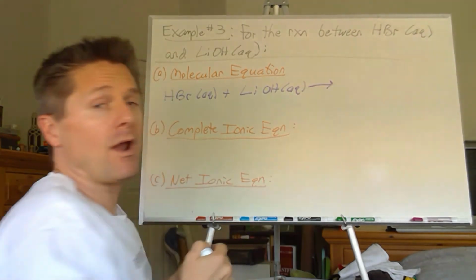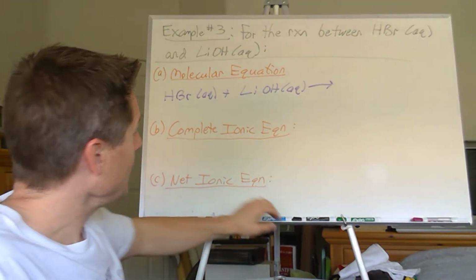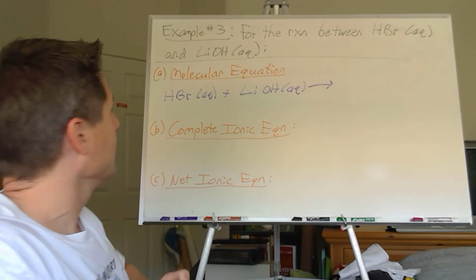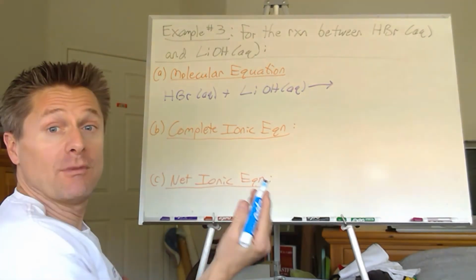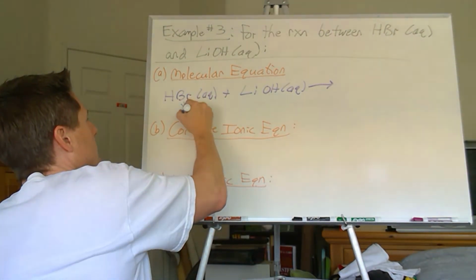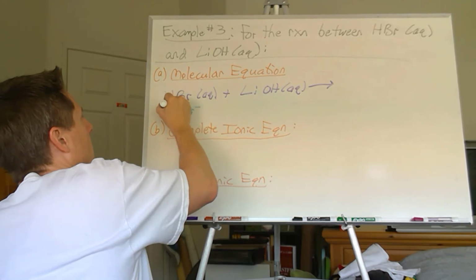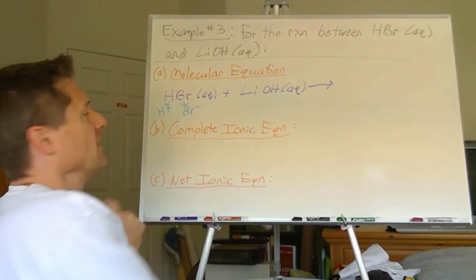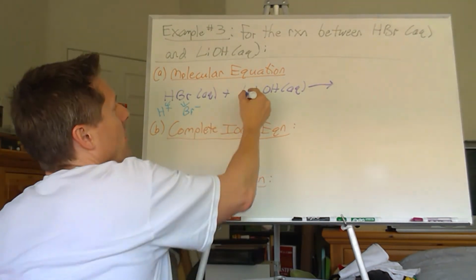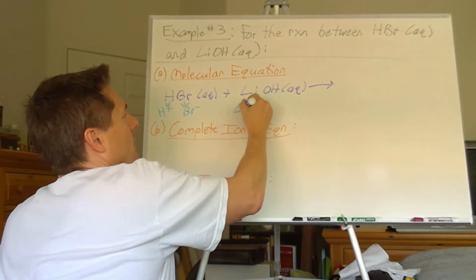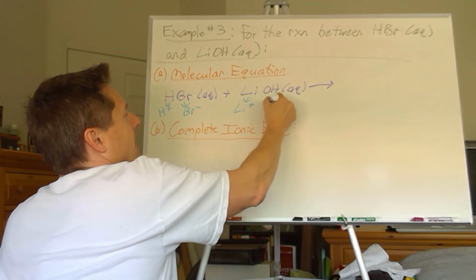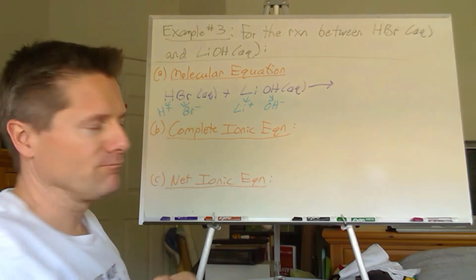Let's figure out what our products are. What are our ions here? All right, bromide we know is a -1, right? There's our H plus. So there's our acid. Lithium's a +1. That's an alkali metal. Hydroxide's a -1. There we go.